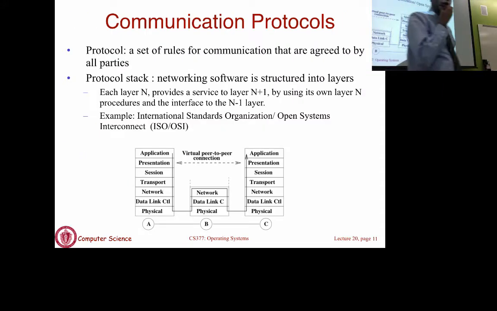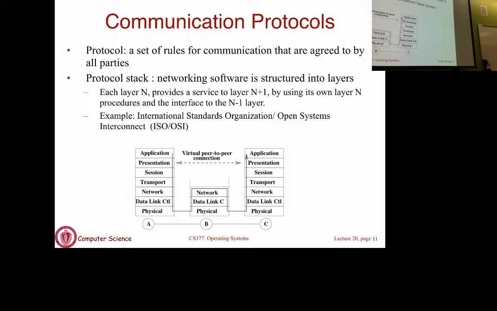Okay, so I'm going to show you this slide which depicts what is called a protocol stack. You have probably all at least heard of TCP/IP or even know what it is. TCP/IP is an example of a protocol stack. And here's some more formal definition.